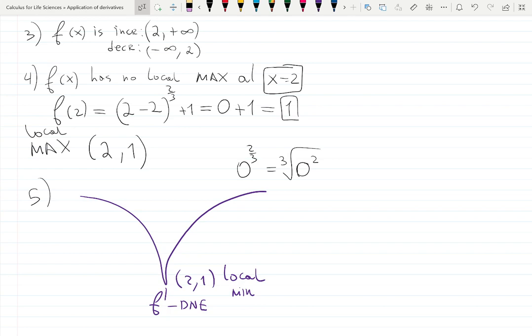Wait, you said it has no local blocks? Oh, yeah, sorry. Good catch. Wait. This is supposed to be minimum. Thank you. Minimum, yes.